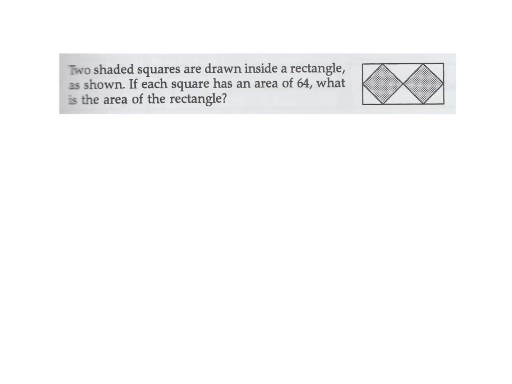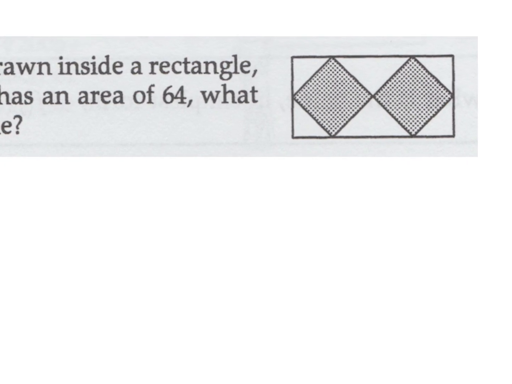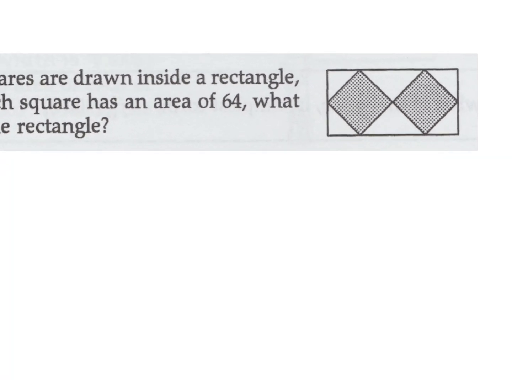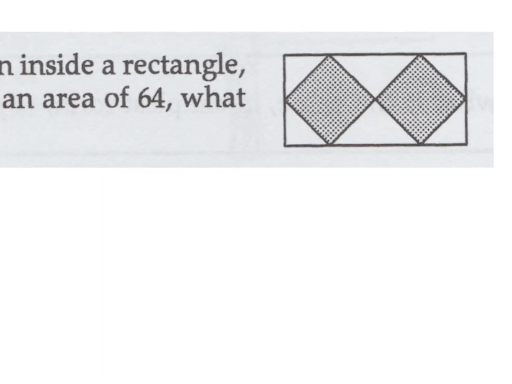Two shaded squares are drawn inside a rectangle as shown. If each square has an area of 64, what is the area of the rectangle? All right. Well, since they already have the diagram, I won't bother drawing it again. I'll just enlarge it a bit. So they're saying the area is 64, okay? The area of what? Oh, each square, okay. So if the area is 64, then that means the sides are 8, like that.